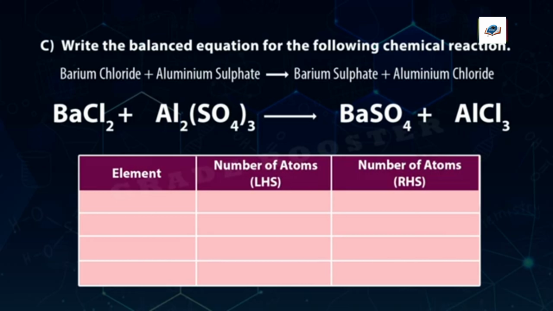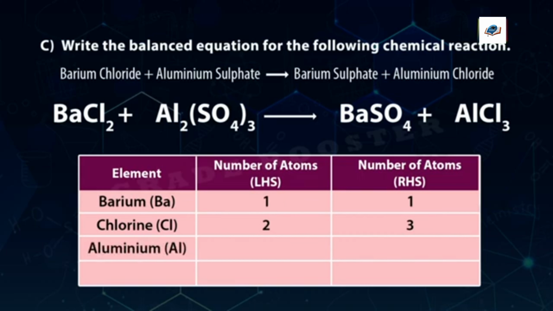Barium, number of atoms on left hand side 1, number of atoms on right hand side 1. So the barium is balanced on both sides. Next chlorine, number of atoms on left hand side 2 and right hand side 3. Aluminum, number of atoms on left hand side 2 and number of atoms on right hand side 1. Sulfate, left hand side 3 and right hand side 1.